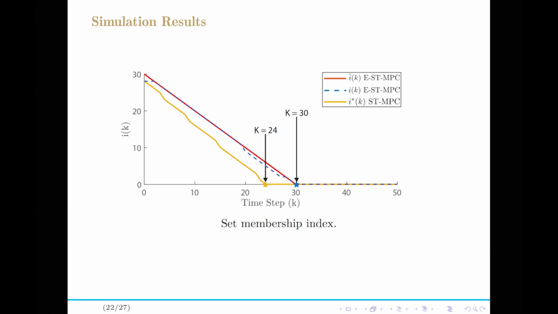In this slide, we have the set membership index of the state of the system at each time step. The yellow curve is the original Set-Theoretic MPC. The red one is our proposal, the encrypted mode, when we consider that the state of the system belongs to the largest one and at each step, we move just one step forward. And the blue dashed line is the actual index which the state of the system belongs to in our proposed model.